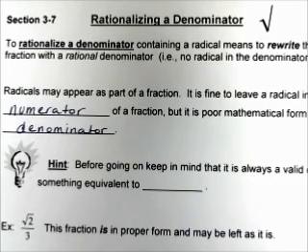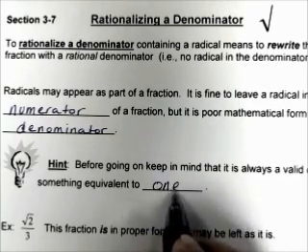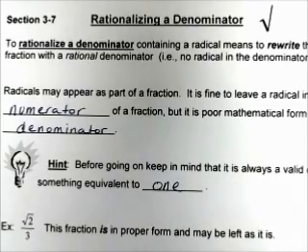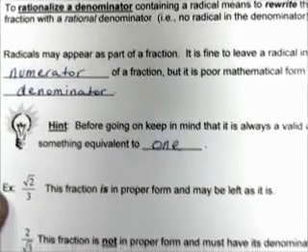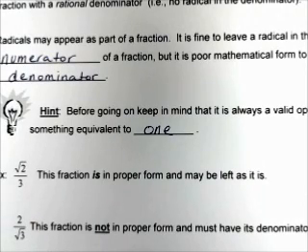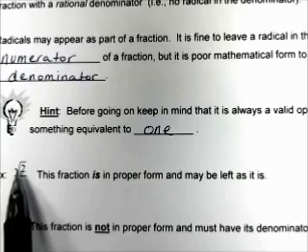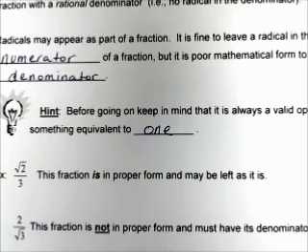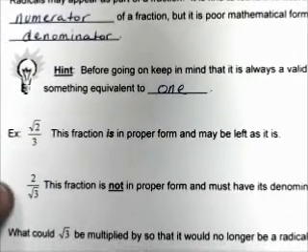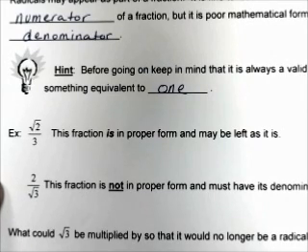Before going on, keep in mind that it is always a valid option to multiply by something equivalent to 1. For example, if we have the square root of 2 over 3, this fraction is in proper form and may be left as it is. A radical in the numerator is fine, but a radical in the denominator is not. So the fraction 2 over the square root of 3 is not in proper form and must have its denominator rationalized.